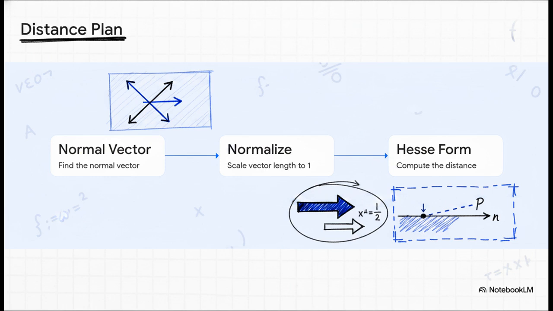Step 2, and this is where most students fail, so pay attention. You normalize that vector. You calculate the length of your new normal vector, and you divide the vector by that exact length. Step 3, you compute the distance. You simply plug the coordinates of your arbitrary point directly into the x variable of your newly created Hesse normal form equation.